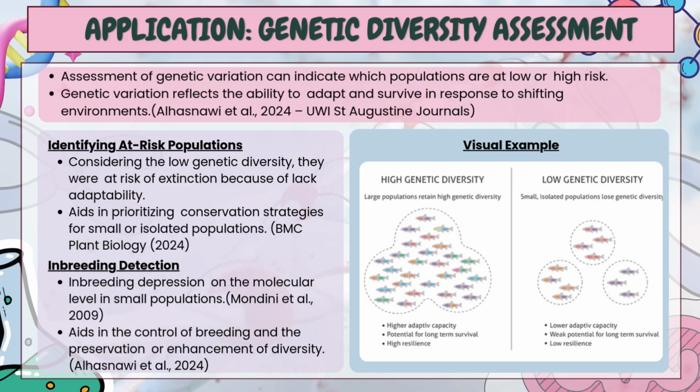And finally, we look at a visual example. This image shows the average genetic diversity of different population groups. It clearly compares populations with high genetic diversity and populations with low genetic diversity.